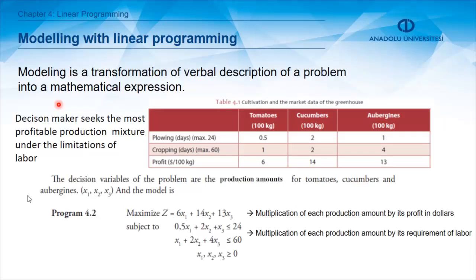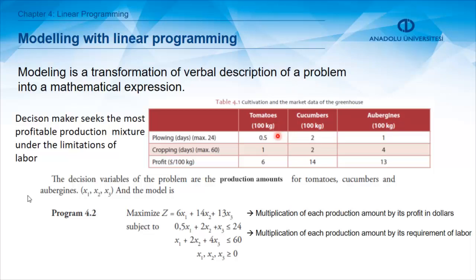I hope you understood the basics of linear programming. Now we can model a linear program for a decision problem. Modeling is a transformation of a verbal description of a problem into a mathematical expression. Here, think of a farmer who is trying to decide the plans of production, and he seeks the most profitable production mixture under the limitations of labor. In this table, there are some alternative plants: tomatoes, cucumbers, and aubergines.